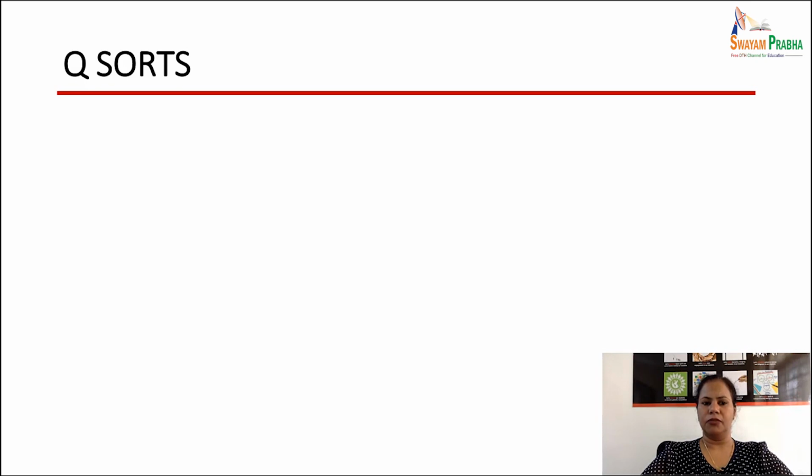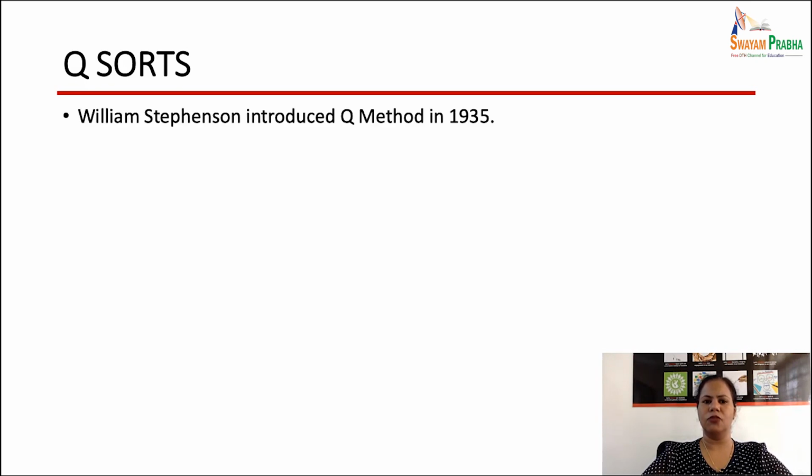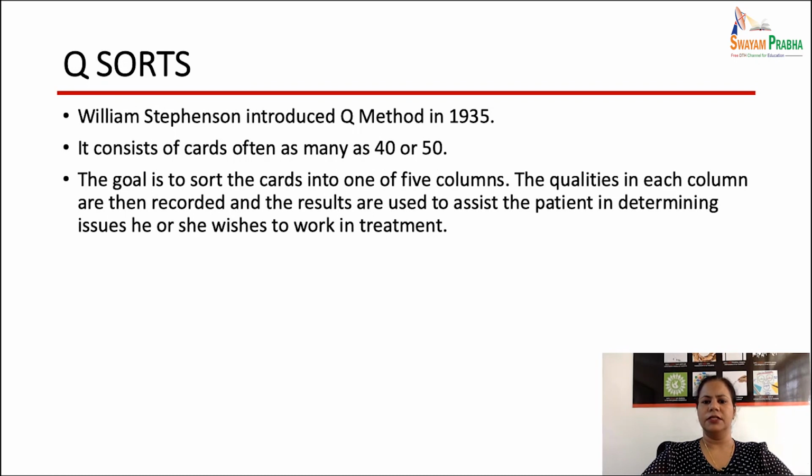Another very important type of data collection method is Q sorts. So what is Q sort? It was introduced in 1935 by William Stephenson, and usually there are 40 to 50 cards, and participants are asked to sort the cards into one of 5 columns. So we provide them the 5 columns and they have to read every card, and based upon that they sort the cards into the 5 columns. The quality of each column is then recorded, and results are used to assist the patients in determining issues he or she wishes to work on in treatment.